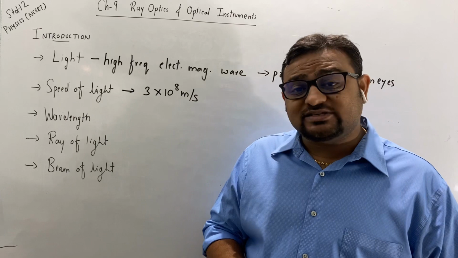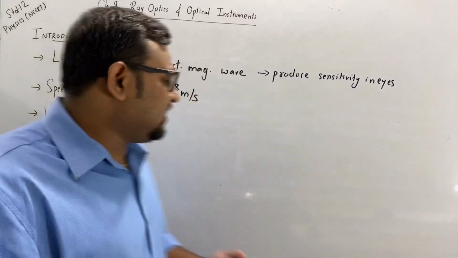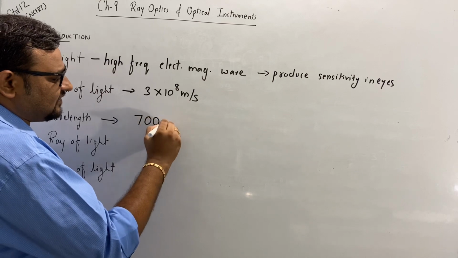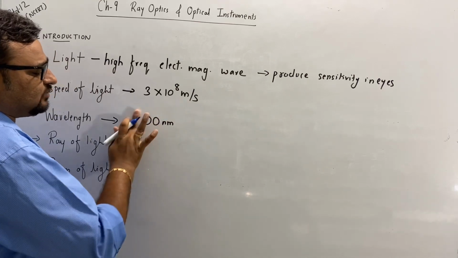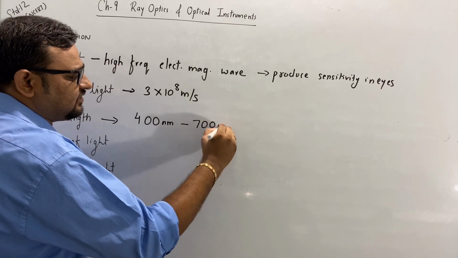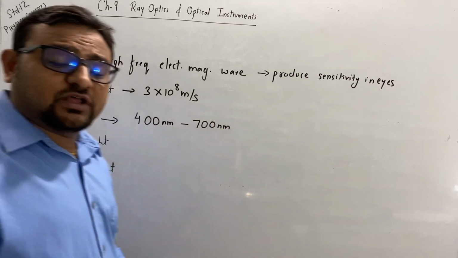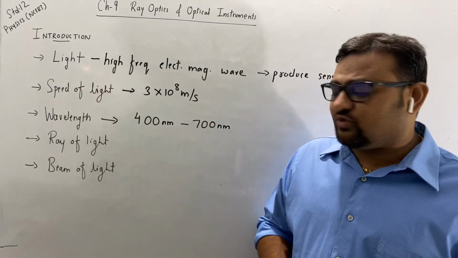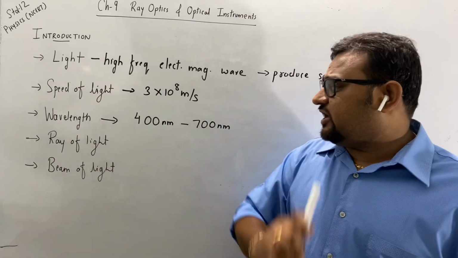Wavelength. What is the wavelength of light, or the wavelength of the visible spectrum? That is 400 nanometer to 700 nanometer, or 4000 angstrom to 7000 angstrom. Okay. Next, ray of light.